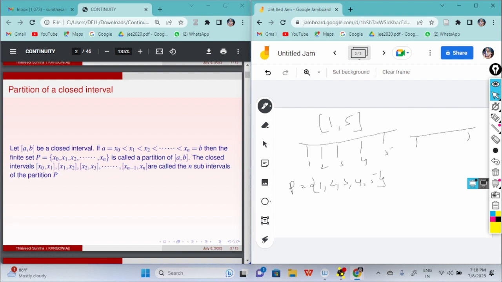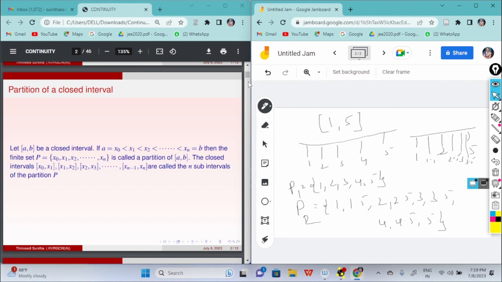For 1 to 5, another partition is P equal to {1, 1.5, 2, 2.5, 3, 3.5, 4, 4.5, 5}. So this is partition 1, this is partition 2. So a partition is not unique, there may be many partitions. I think you understood the partition definition. So for a partition of a closed interval, we can have any number of partitions.